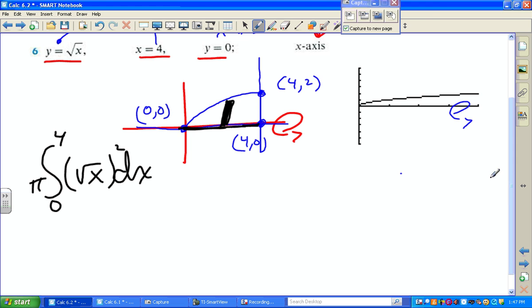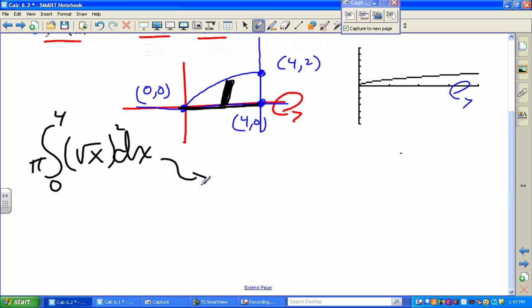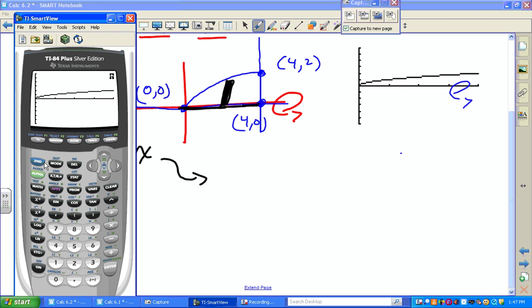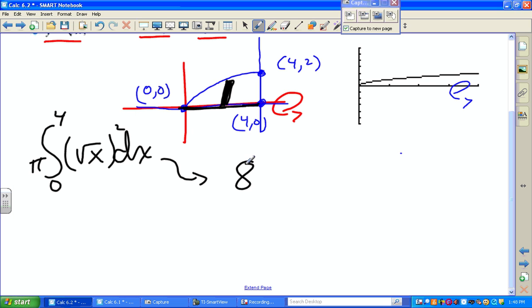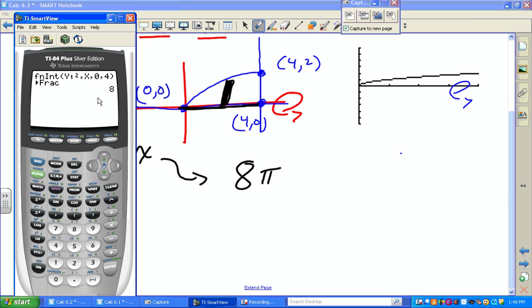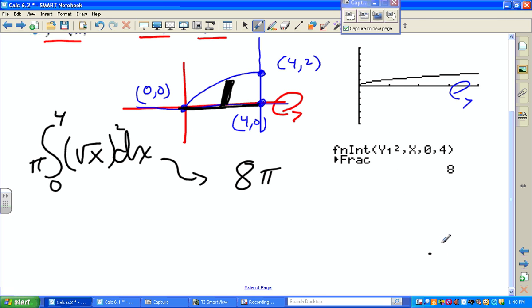Now, calculating it. You could do this one manually, couldn't you? No, I wouldn't. You wouldn't? I wouldn't either. Well, I'll give it a shot. Math 9, bars, y bars, squared, comma x, comma 0, comma 4. I want to fractionalize that answer. So it's 8 pi. Anybody else get 8 pi? Okay.